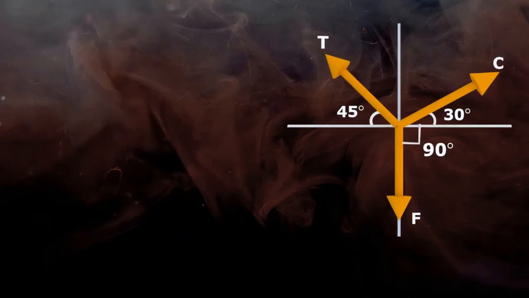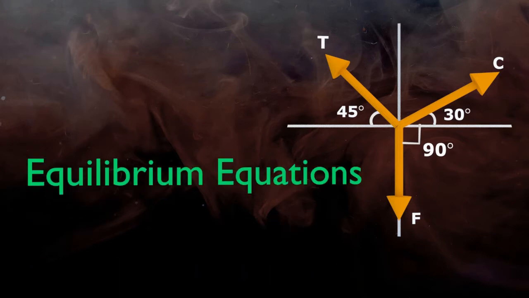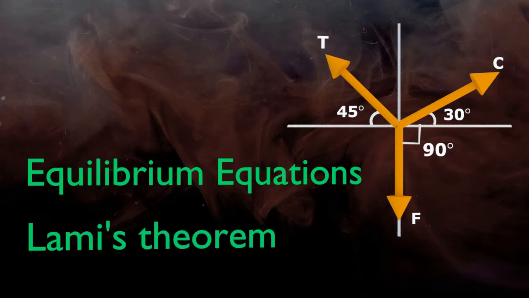Now, there are two methods to solve numericals of equilibrium. One is by using equilibrium equations and another is by using Lami's theorem. Equilibrium equations can be used for any kind of problem, but Lami's theorem is applicable if there are only three forces acting on the body. In the given problem, only three forces are acting, so we will solve the numerical using both methods and compare results.